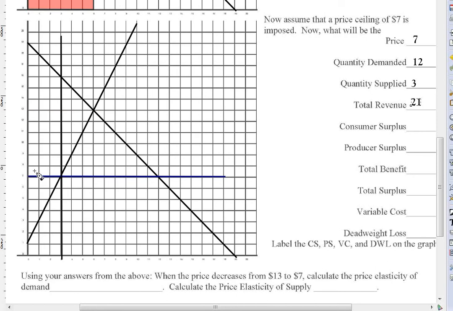And where is that total revenue? Well, that total revenue is price times quantity. It's this 3 times 7 right down here. And we'll color it red like we did before.